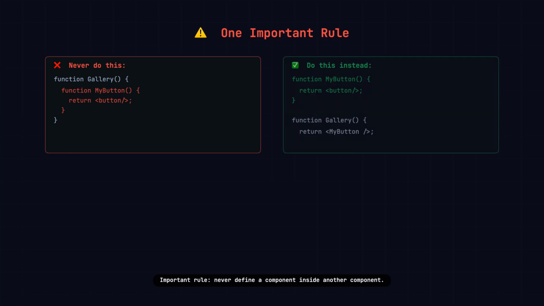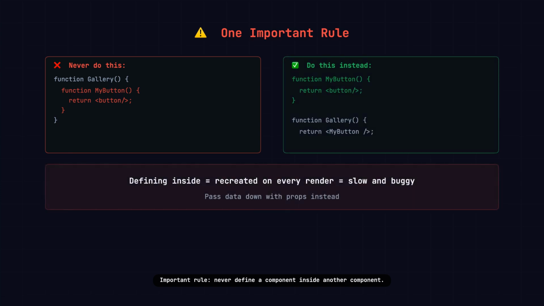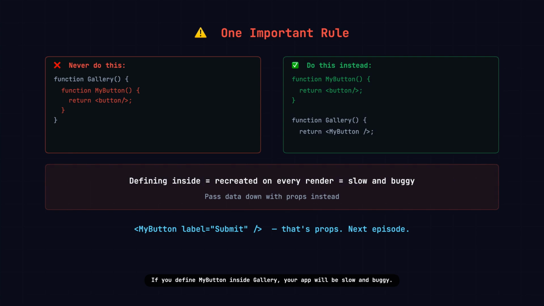Important rule, never define a component inside another component. If you define myButton inside gallery, your app will be slow and buggy. Always define components at the top level, outside of other functions. If a child component needs data from a parent, pass it with props instead.